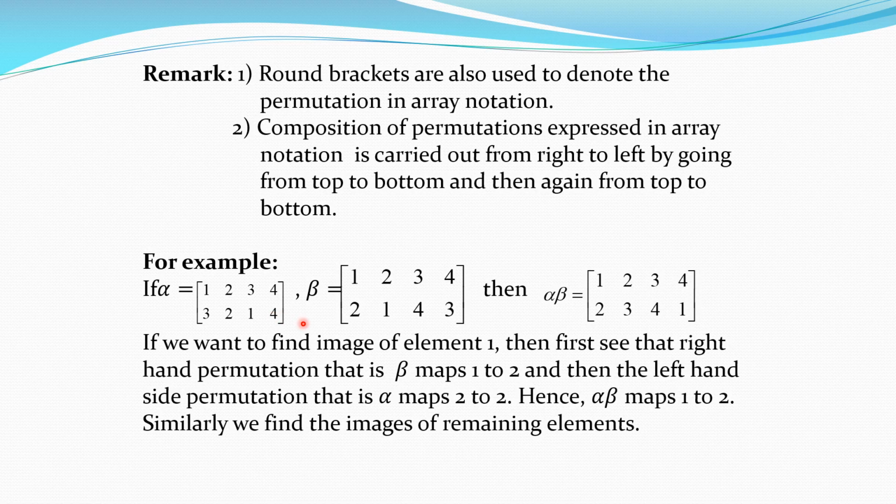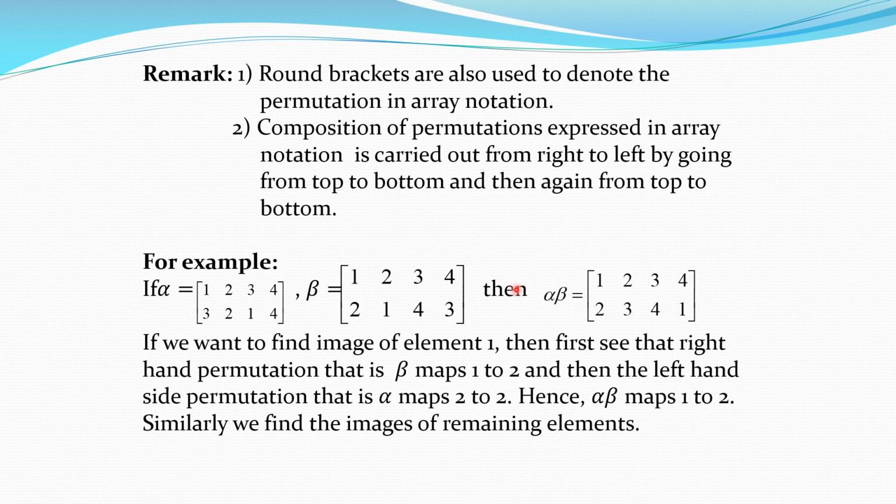This is alpha and this is beta. Both are permutations on some set A equal to 1, 2, 3, 4. Now alpha beta or alpha composite beta. For that, the domain is again 1, 2, 3, 4. So the first row is the same, 1, 2, 3, 4. Now we go from right to left and from top to bottom. Now beta of 1 is 2. Now we consider what is alpha of 2. Now 2 goes to 2 here. So finally we write alpha beta of 1 as 2.